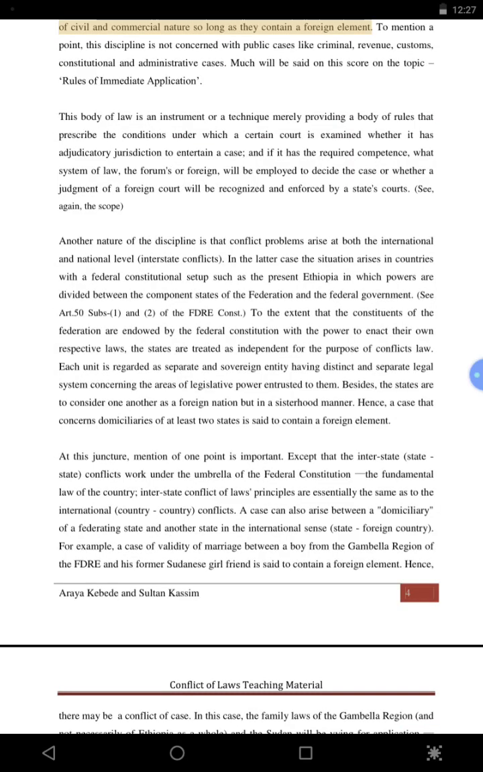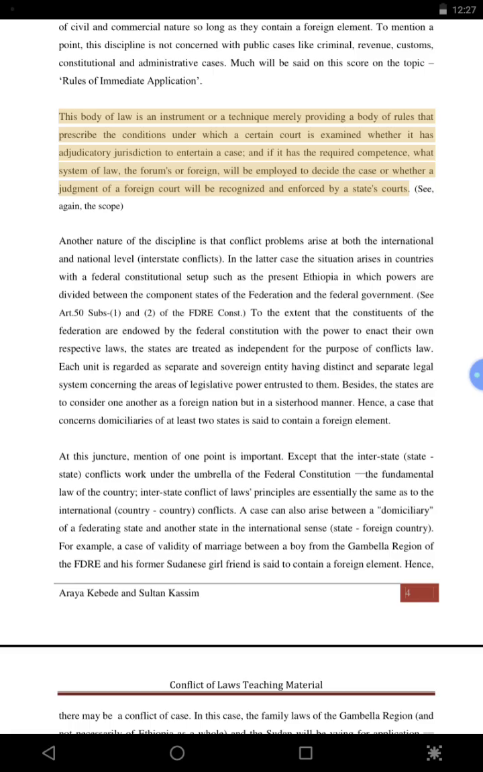Of civil and commercial nature, so long as they contain a foreign element. To mention a point, this discipline is not concerned with public cases like criminal, revenue, customs, constitutional and administrative cases. Much will be said on this score on the topic rules of immediate application.